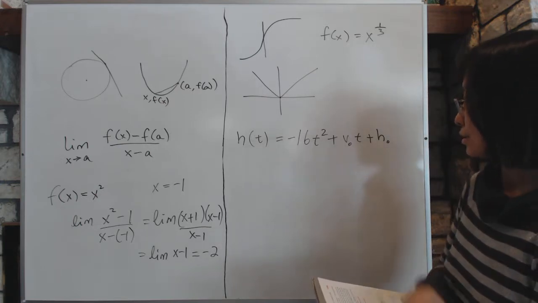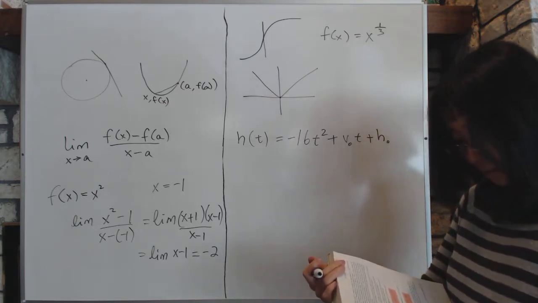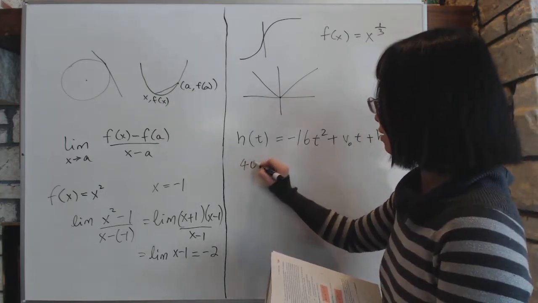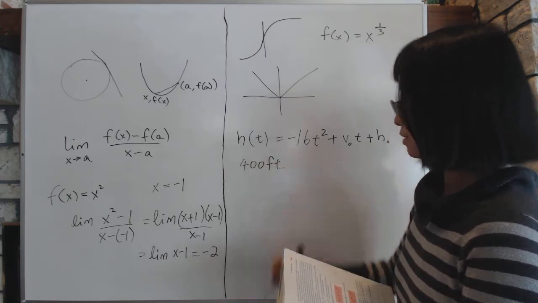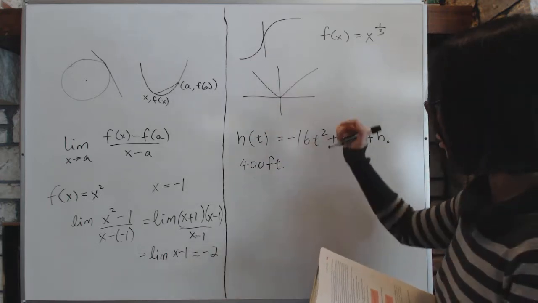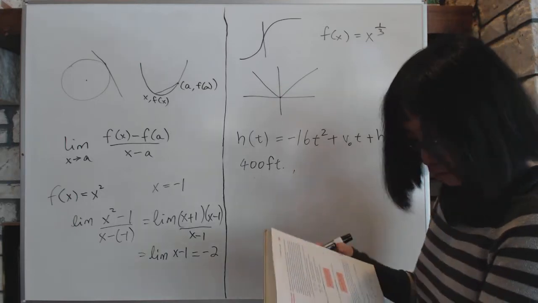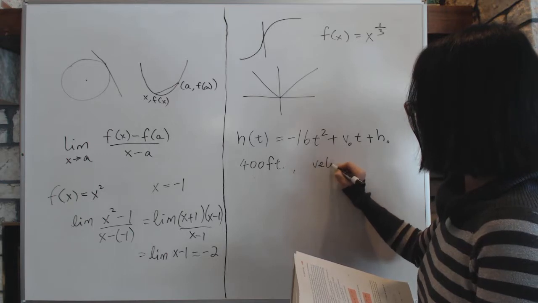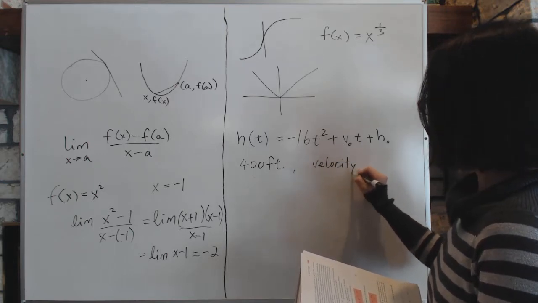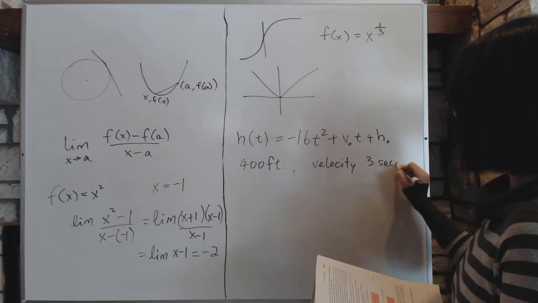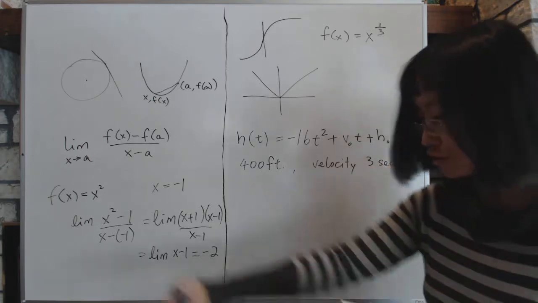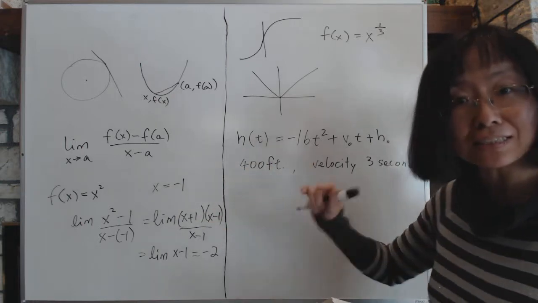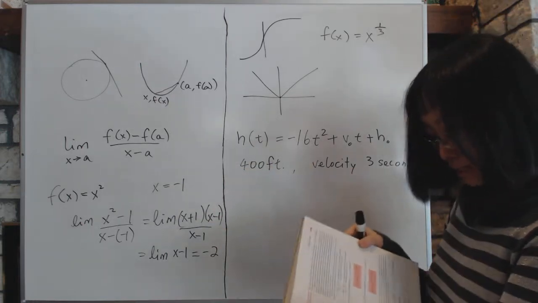So let's look at an example. Let's say something got dropped at 400 feet. You're above 400 feet and you drop something. So the question is, what is the velocity at, say, 3 seconds? That is, if you drop something at 400 feet, 3 second count, 1, 2, 3, how fast is it at that point? Well, we can calculate that.